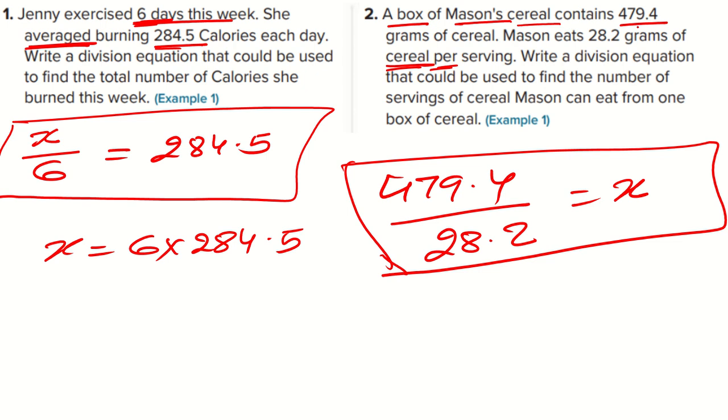Again, you see this question. Total serving is this one. It contains this many grams of cereal. Okay, you can understand like this. If you have 100 dirham and every day you take 10 dirham, how many days can you take it? 10 days. Okay, so same here.